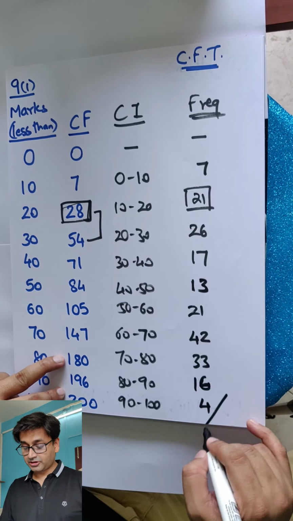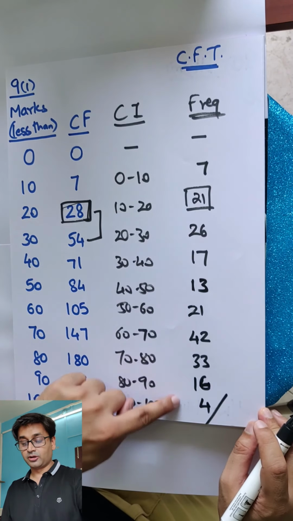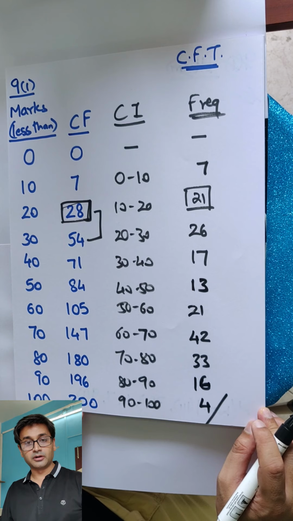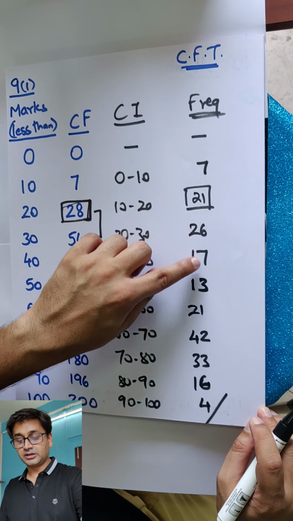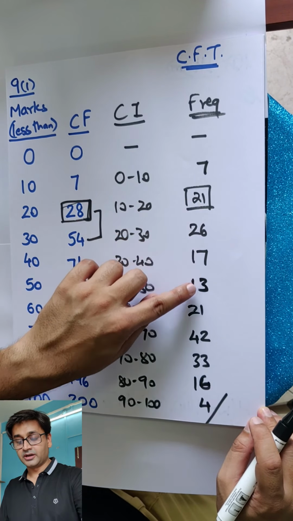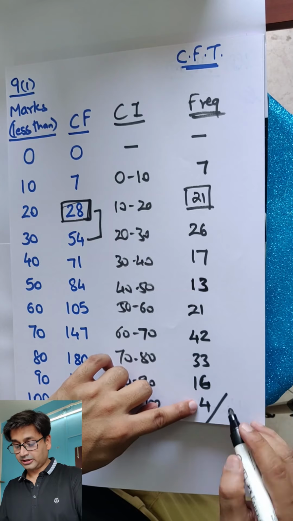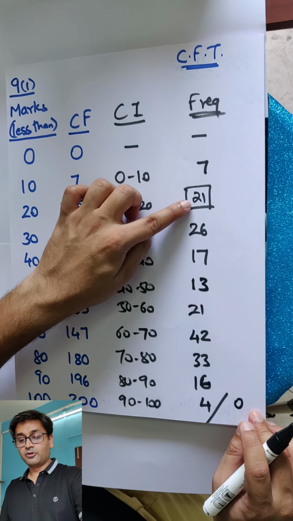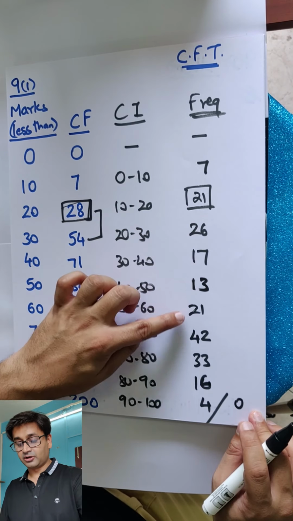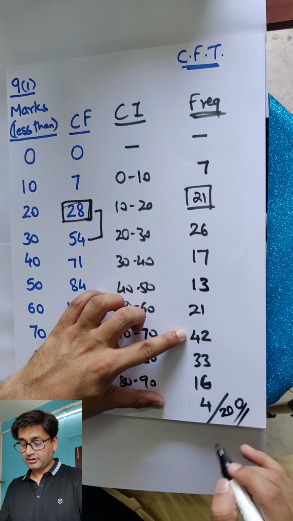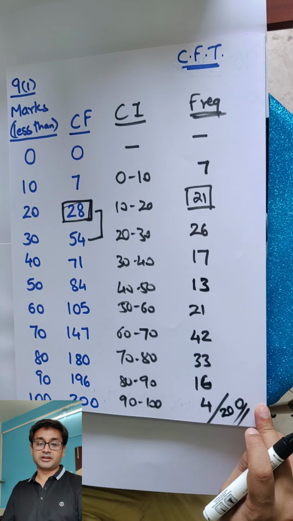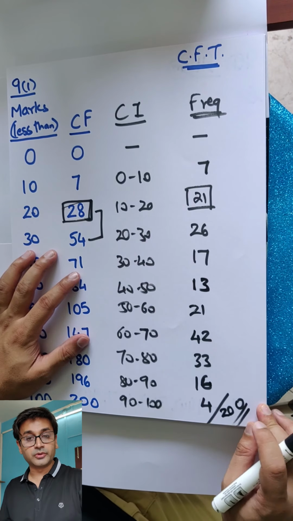How will you check whether our answer is correct or not? Add all of these and the total should be 200. Okay, so let's check. 7 plus 1, 8. 8 plus 6, 14. 21, 24, 25, 27, 30, 40. So I get 4 carried over. 4, 5, 6, 7, 8, 9, 10, 11, 12, 13, 14, 15, 16, 20. So 200. That means all these frequencies are correct. So that's your cumulative frequency table.